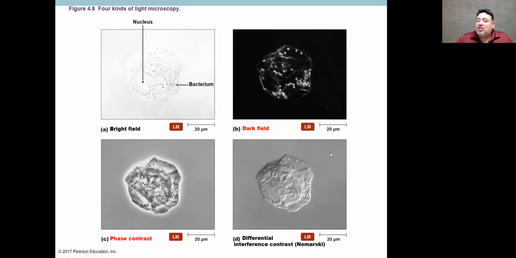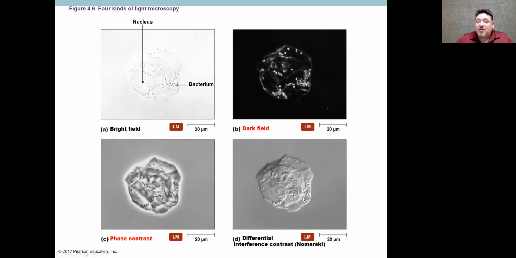What would it take to see a living specimen? Okay, well, the choice would be phase contrast. What would it take to be able to see a flagella, for example? The choice would be a phase contrast. What would it take to see a mitochondria in a living organism? The answer is phase contrast.